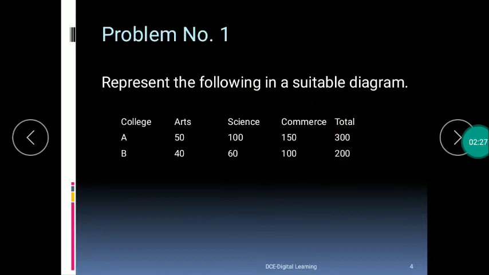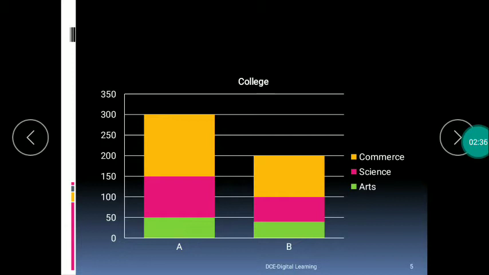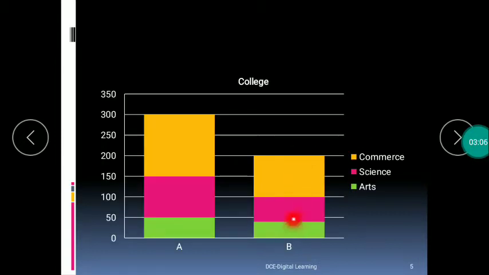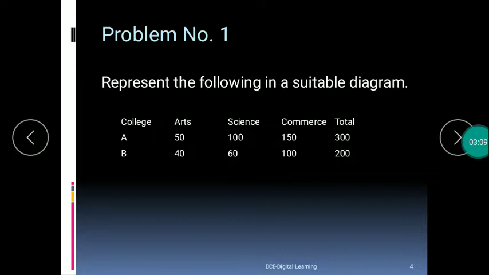So we can take college A and college B as our independent variables, and we have to plot those variables on the horizontal axis. So this is how the component bar diagram looks like. So we have to plot the independent variables, that is what we have taken college A and college B, and dependent variables on the vertical axis, that is number of students who have taken admission under different streams. And you can see that this particular bar is the total of college A, that is 300, and this one is the total of college B, that is 200.